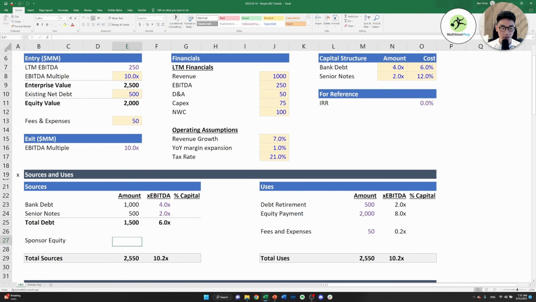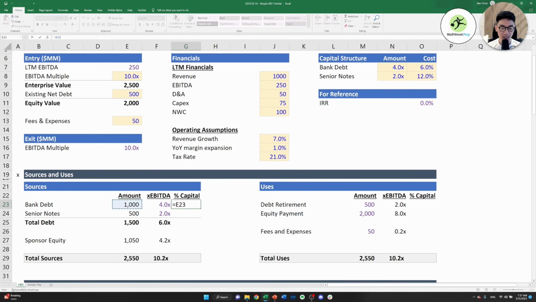So then what we do to get our sponsor equity and how much cash our PE shop needs to put in is simply go to total sources and then subtract out your total debt. And this is how much cash the PE shop will need to put up. So next, let's just get our sponsor equity divided by our EBITDA, 4.2. And then the only thing left is percent capital. And this is really just for reference to see how much of each of these line items are contributing to the total amount of the deal.